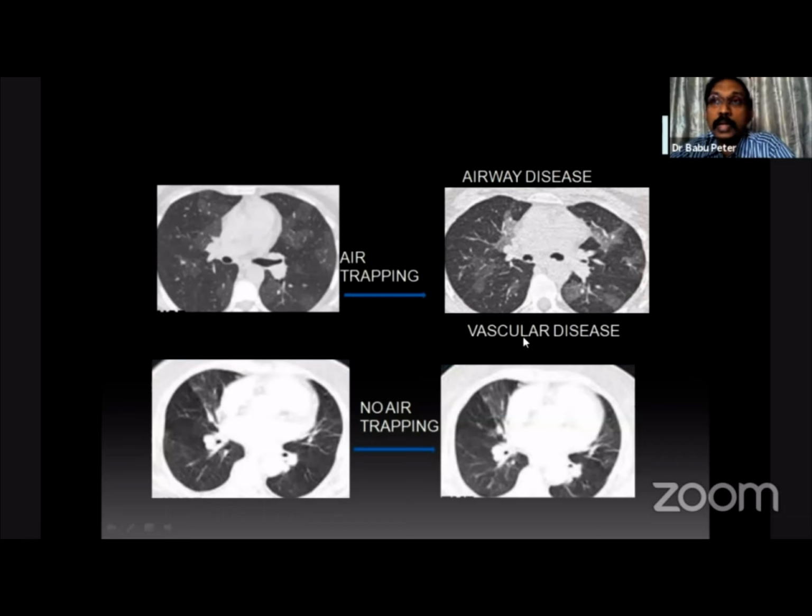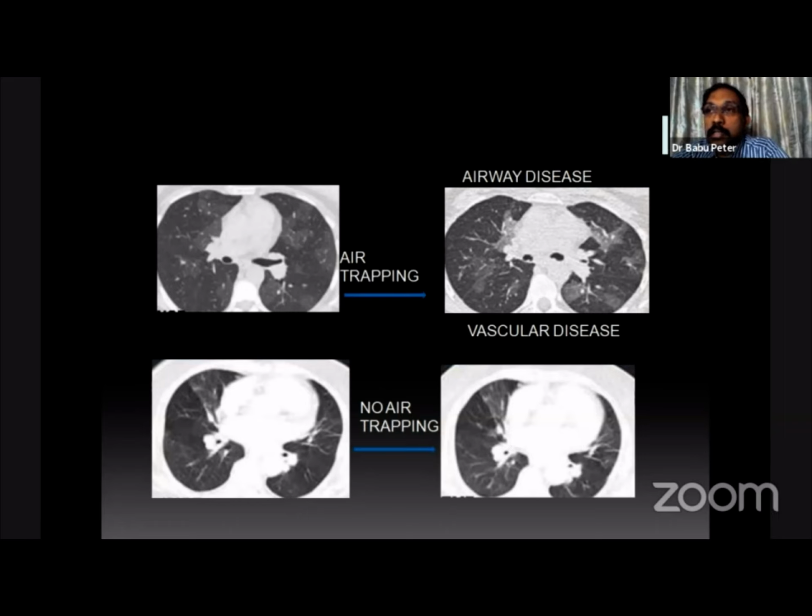When you do an expiratory HRCT and there is airway narrowing, there may be focal areas of low attenuation which are exaggerated in the expiratory CT, which is probably due to airway disease. In case of small vessel disease, the airways are not involved, so when you do an expiratory scan the low attenuation areas persist with no exaggeration. That's why we do an expiratory HRCT in cases of mosaic attenuation.